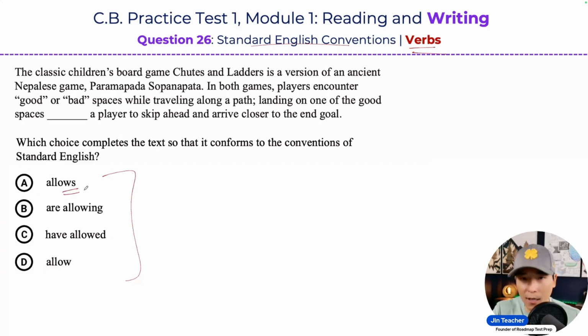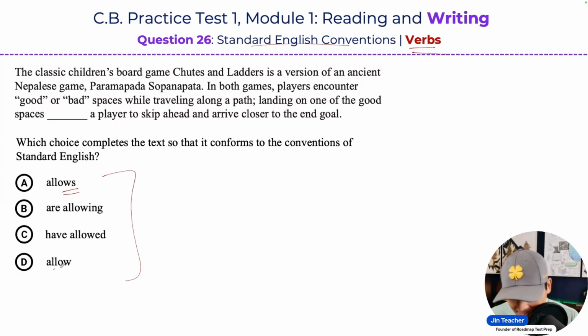This is what the concept of subject-verb agreement is all about. We use singular subjects to pair with singular verbs, and we use plural subjects to pair with plural verbs, okay? So allows is a singular verb. What about B, C, and D? These are all going to be plural verbs. How do we know this, right?